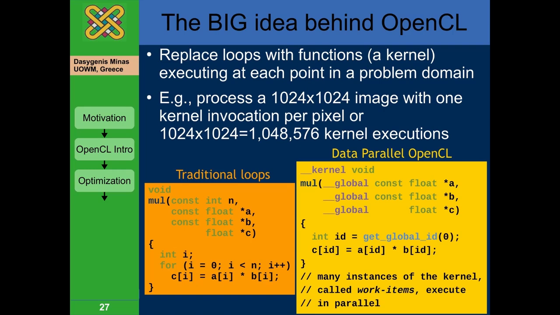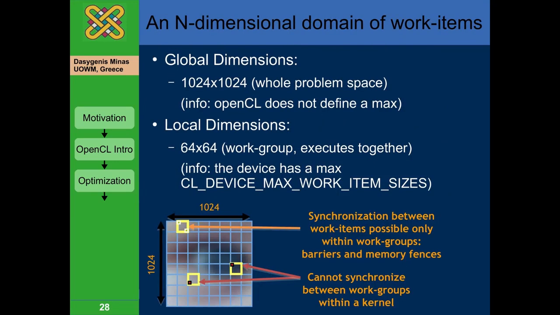The big idea behind OpenCL is to replace a loop with a function, which is called a kernel, executed at each point in a problem domain. For example, here we have a function that performs a multiplication. We have an array C, which is the result of a multiplication between two other arrays. And this, as we can see, is a for loop, which is executed n times, from 0 until n. The idea is to take this part of the code and create this, which is the OpenCL. In this context, as you can see, we have added some words like kernel, which means that this should be executed on the device, on the accelerator. Also, we have prepended the variables with global. Global means where this variable will be stored, in global memory.